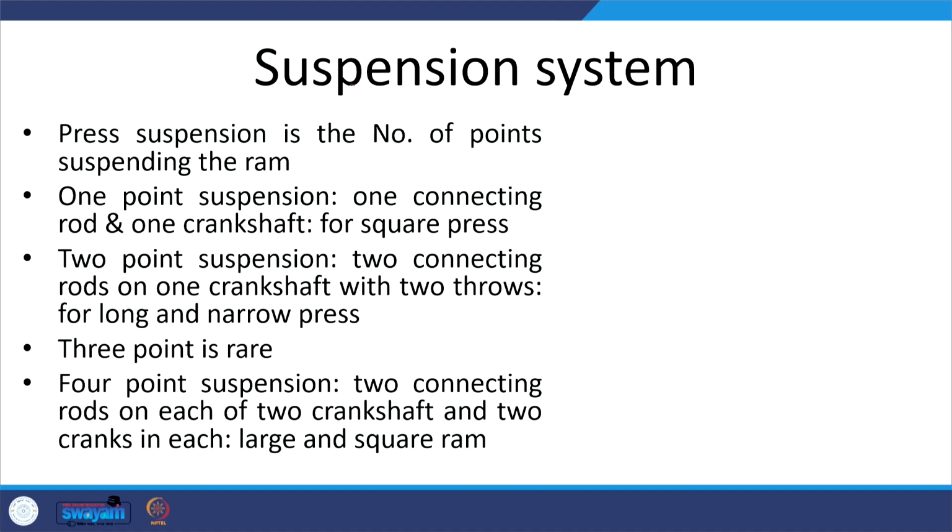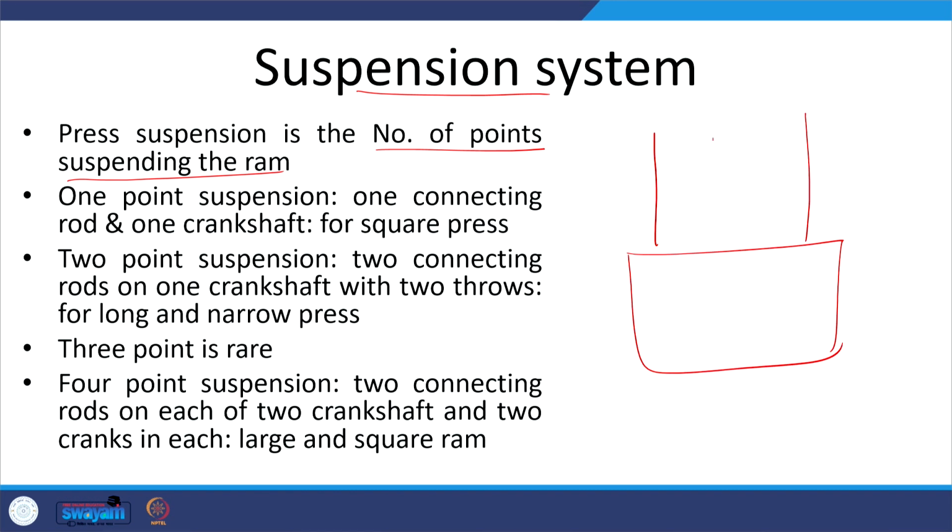Now, as far as the suspension system is concerned, what is the meaning of the suspension system? A press suspension is the number of points suspending the ram. So, from how many points it is getting supported, say this is the ram. It can be supported from just one point, then it is the single point suspension system, or suspended from 2 points, then the double suspension system. 3 is rare, but there can be a 4 point suspension system.